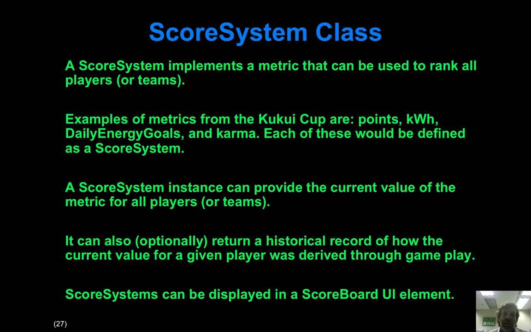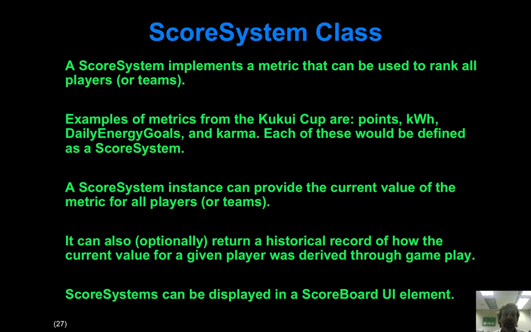Then we have this notion that I'm going to call the score system. The idea is that in the Kukui Cup, we have a few different kinds of metrics that we use to rank people or lounges. We have the point system, which you can use to rank people, and people get points by doing activities within the smart grid game. We have kilowatt hours as a metric, and people use energy within their floor to get a value of that metric.